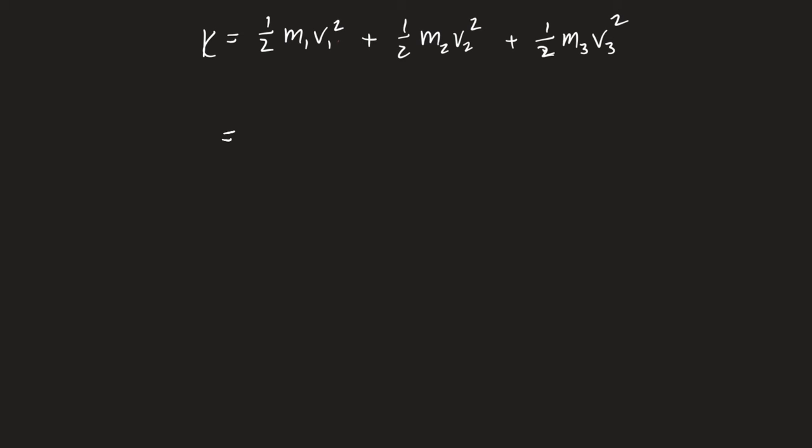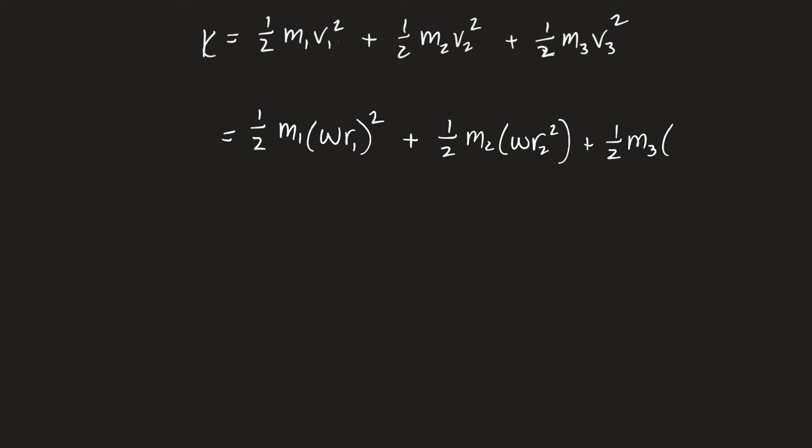I'm going to say that I have 1/2 m1 omega r1 squared plus 1/2 m2 omega r2 squared plus 1/2 m3 omega r3 squared. Good so far?